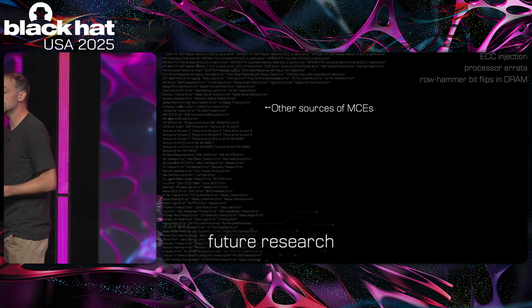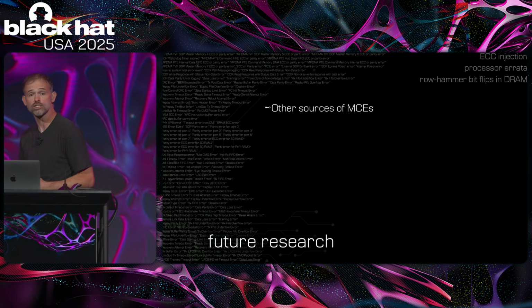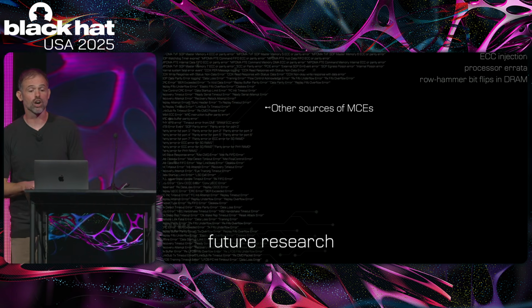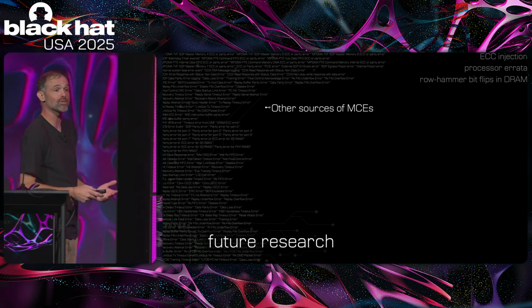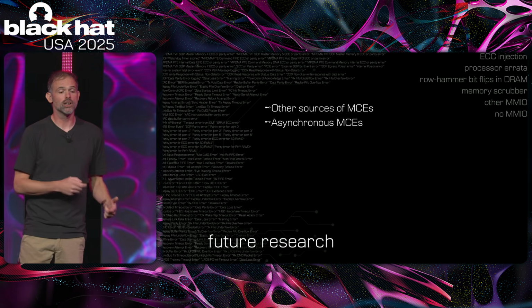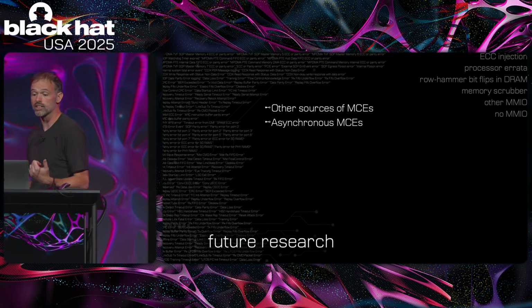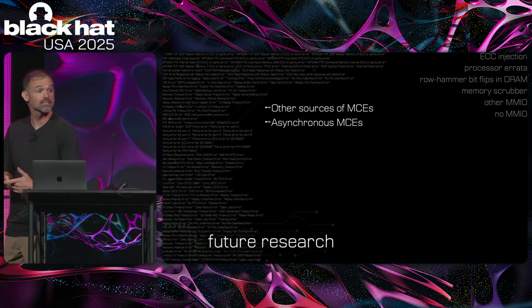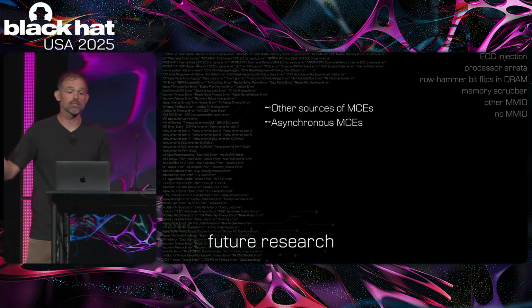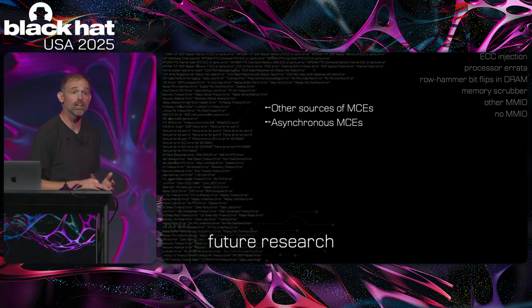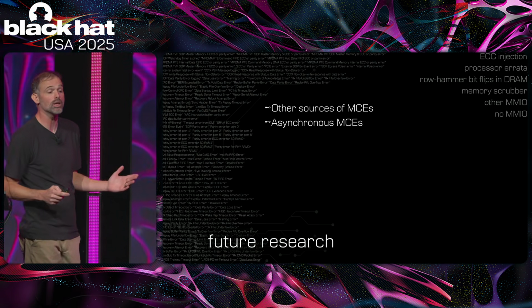There's using ECC injection to get machine checks. There's processor errata that are documented to cause machine checks. You could do row hammer bit flips in DRAM to cause machine checks from DRAM. We could look at other ways of doing asynchronous machine check exceptions. Things like the memory scrubber on ECC DRAM can cause asynchronous events being sent to the processor. We could look at other MMIO devices or doing this with no MMIO devices.